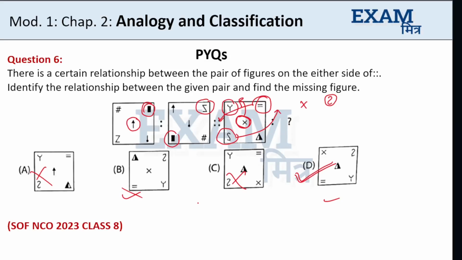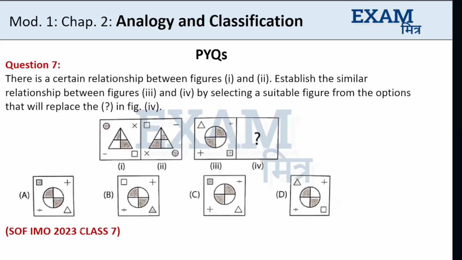So like this, we need to observe each element in the figure and try to picturize the next term of the pair. I hope you are getting it. Let's move to the next question. Question number 7. This was asked for class 7 in the year 2023 in SOF IMO. So there is a certain relationship between 1 and 2 and we need to establish the same relationship between 3 and 4 to predict the picture of the 4. Let's see how these two are related.